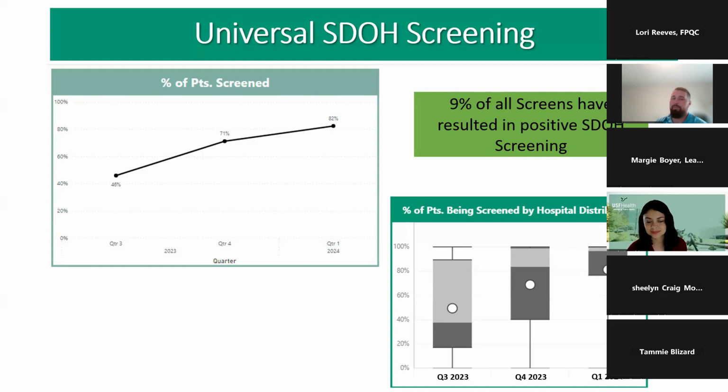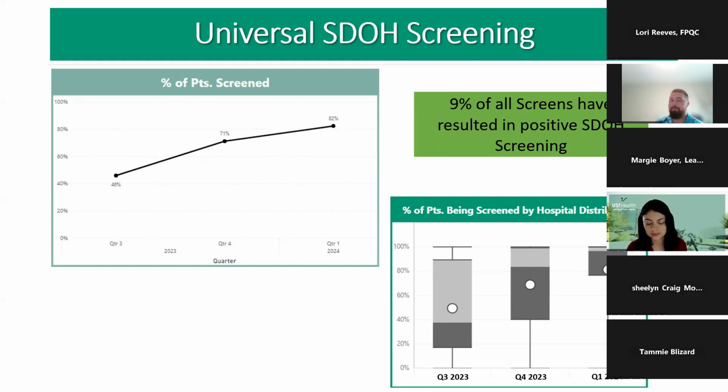If you look over on the bottom right, this is a distribution. So this shows the percentage of patients being screened, and it's by hospital distribution. The boxes that you see, that is our interquartile range of 50%, so the median of our hospitals, the bulk of them, and how they're doing with screening. You see in the third quarter, that box is very big. There's a lot of variation. Some of our hospitals don't have screening in place yet, and some do. If we look into quarter one of 2024, we can see that that box starts to shrink. A lot of our hospitals have screening in place now, and it's being reflected in our data.